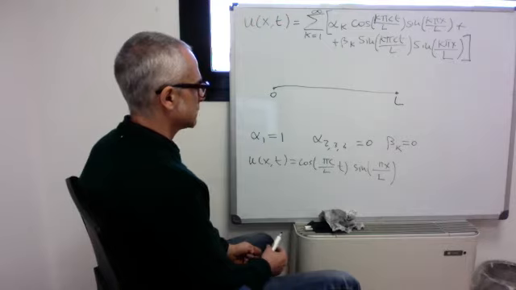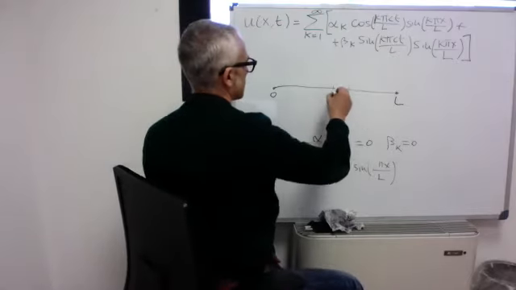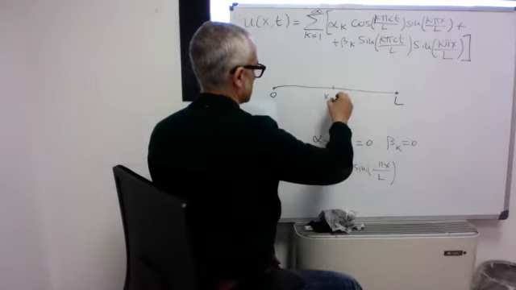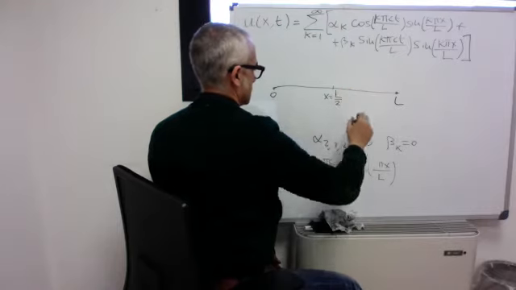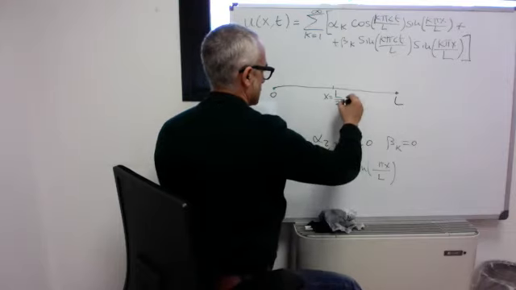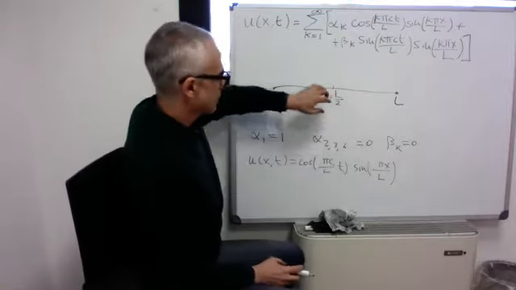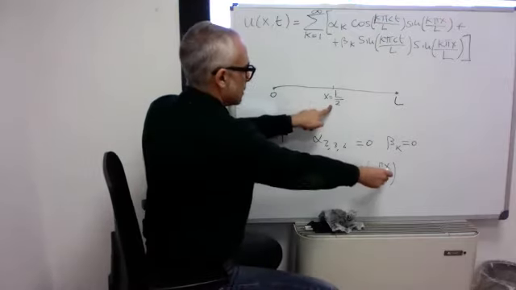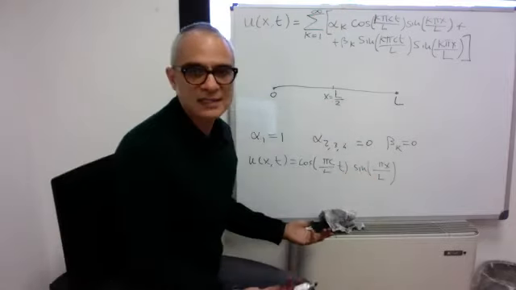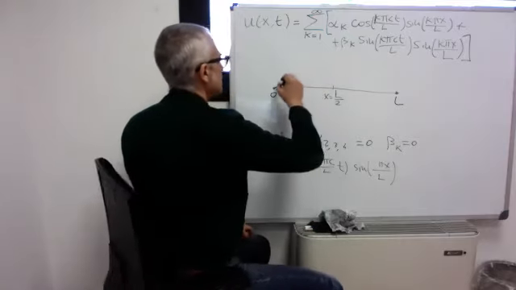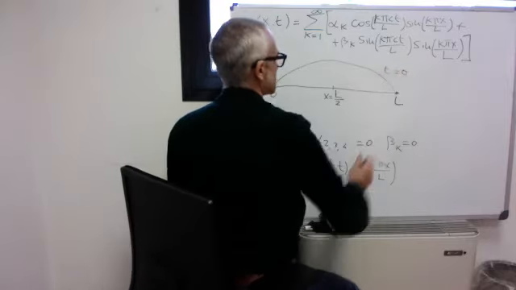So the sine of 0 is 0. The sine of pi is 0, and right here, if I substitute L halves in this formula, I get the sine of pi halves, which is 1, right? So it's going to look like this at time equals 0.